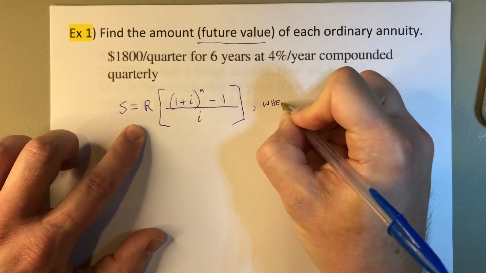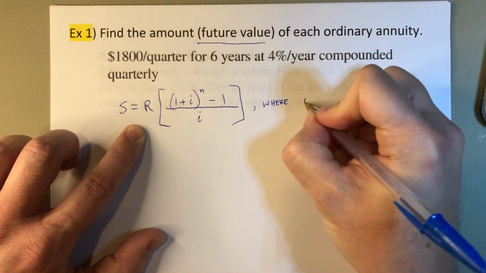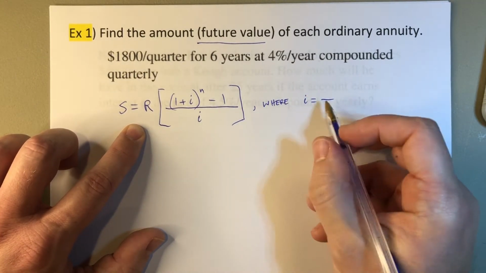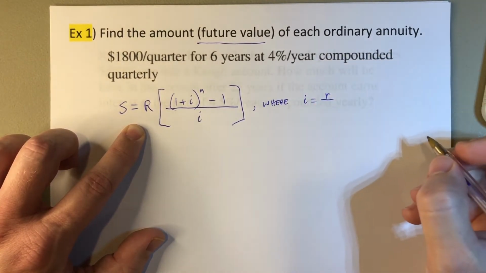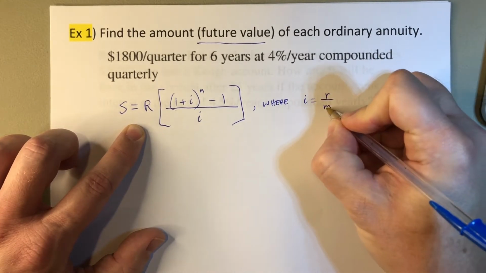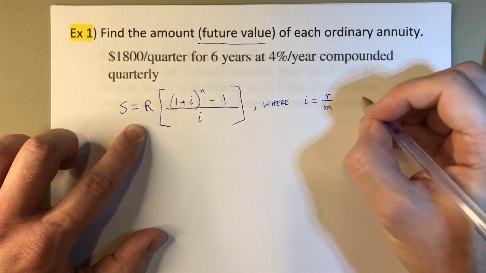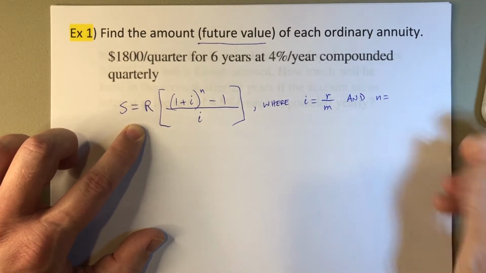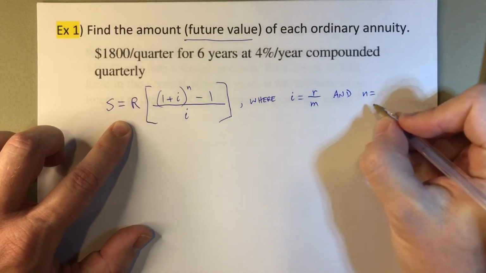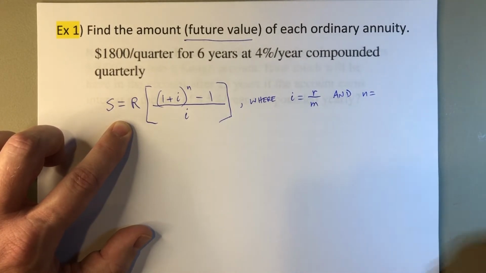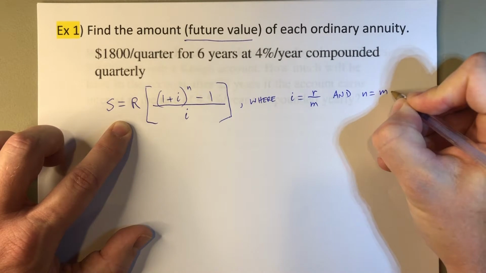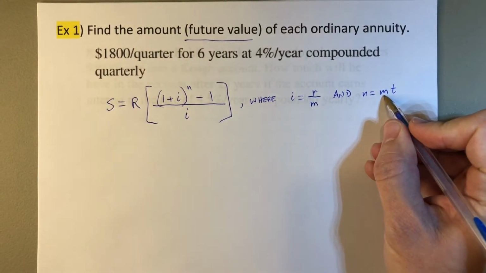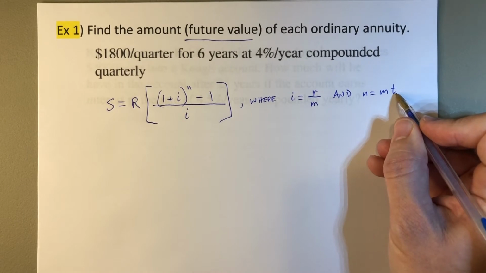I'm going to write this down where I is the same thing it was in the previous section. I is the same as the interest rate R divided by M, which is the number of times the interest is compounded per year. And what else do we need to know? We need to know N still. N is exactly the same as what it was last time when we looked at compounding interest. And that's going to be M times T, where again, M is the number of times the interest is compounded per year, and T is time in years.